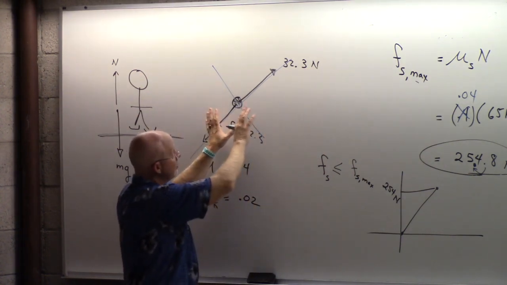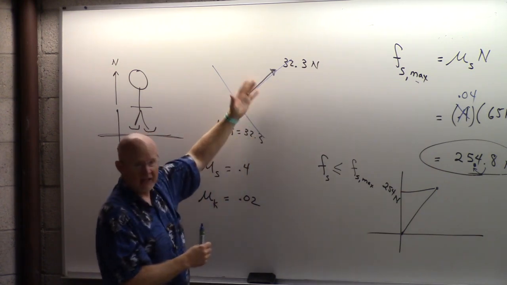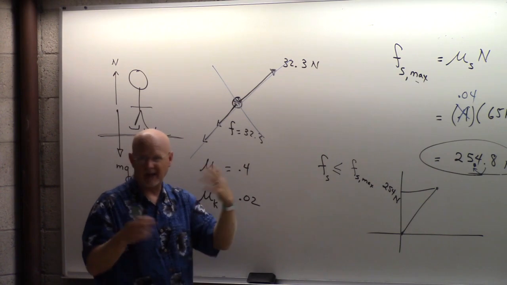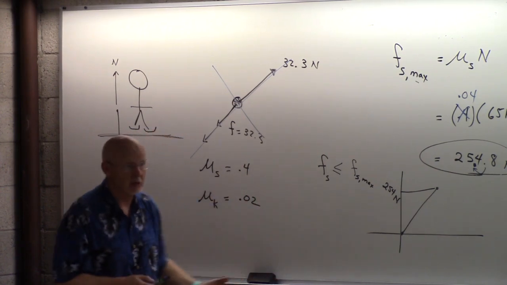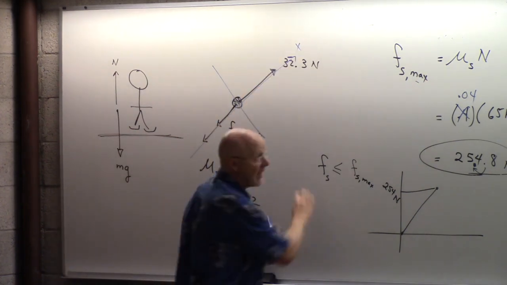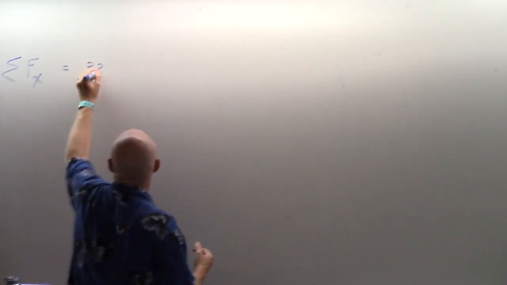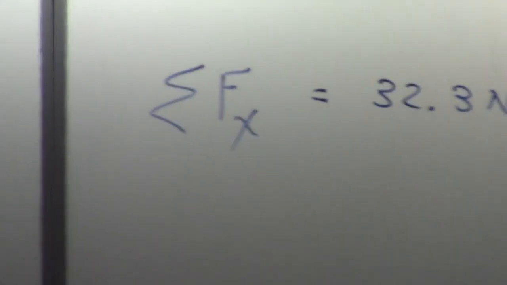Otherwise, if I do a regular grid that's not angled like this, I would have x and y components, and then I would have a two-dimensional problem instead of a one-dimensional problem. So if I make this the x-axis and add up all the forces, the 32.3 newtons is the resulting force of her two friends. So this is force from her friends.